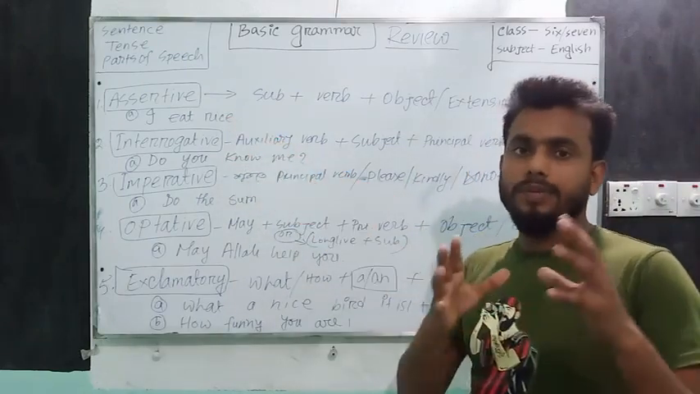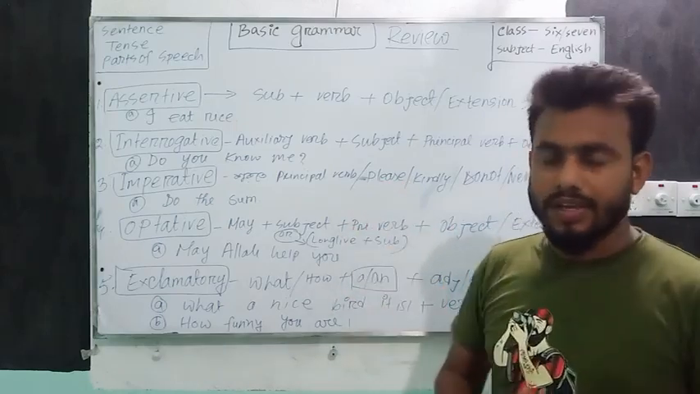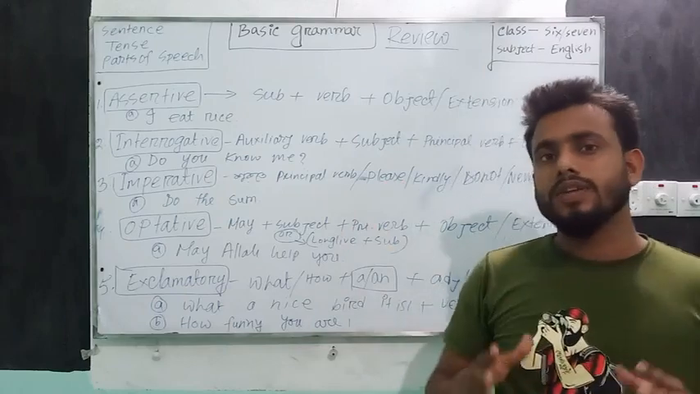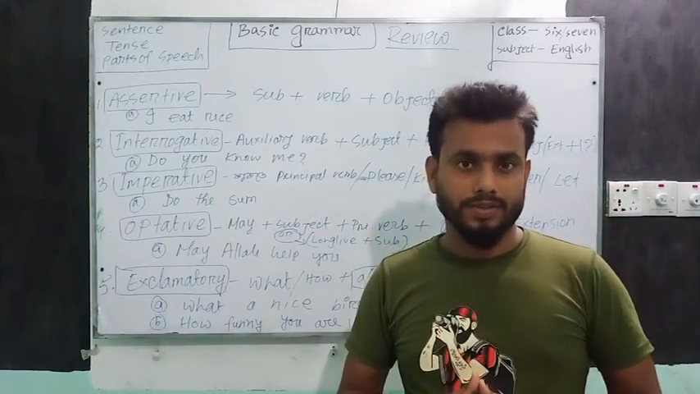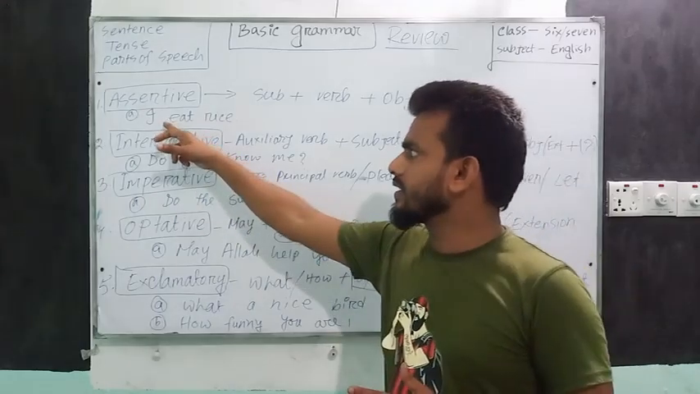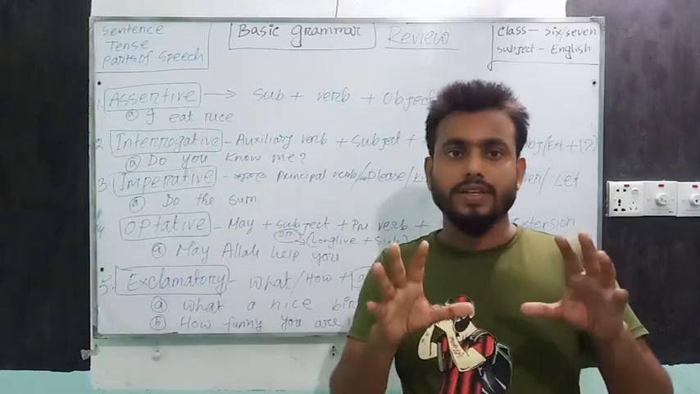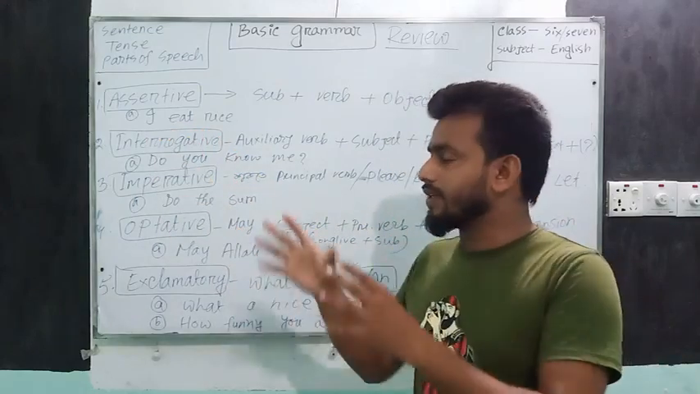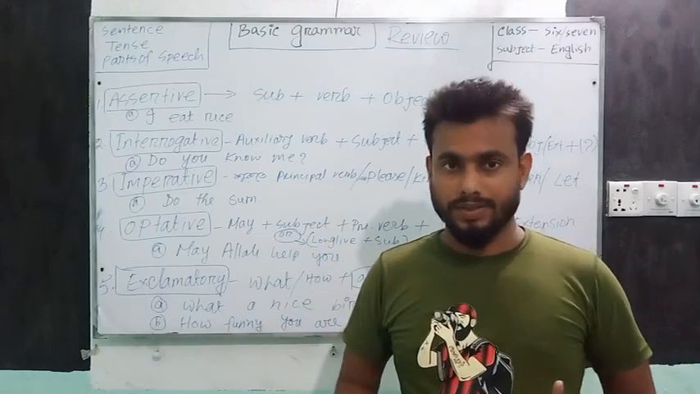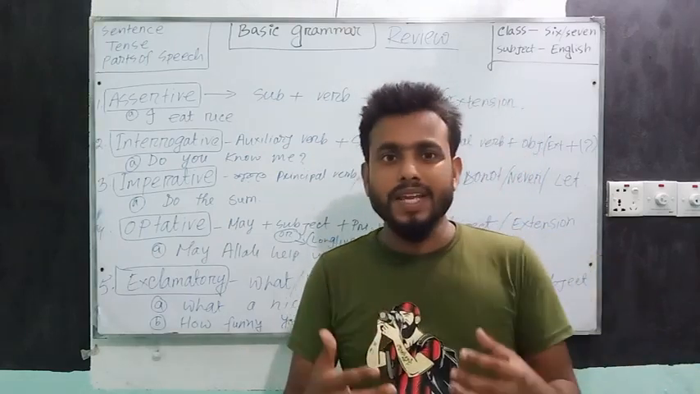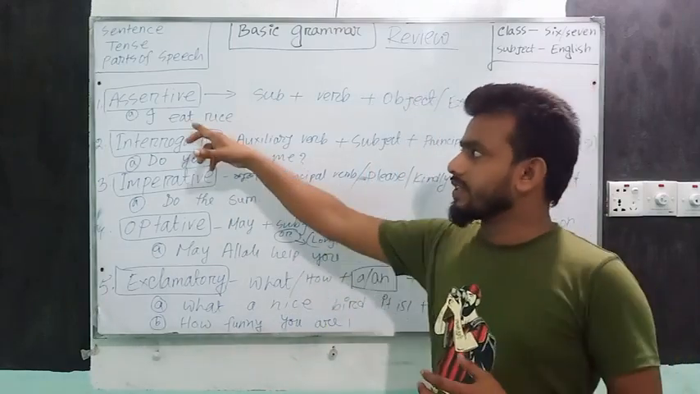Assertive. First of all, we have to know how we can tell this is an assertive sentence. Actually, in an assertive sentence, the sentence is explaining about a subject or object. Like here is a sentence: I eat rice. There, I is a person, and it's explaining about him that I eat rice. That means I'm doing something. I'm explaining, I'm doing something, I'm eating. So this is an assertive sentence.